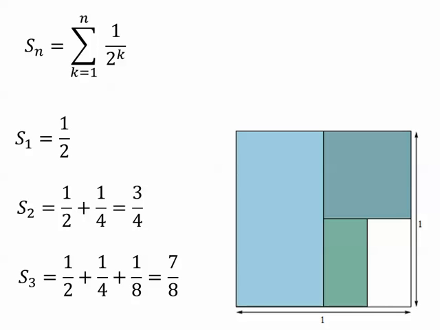I have a nice graph here. The graph is a box that is 1 by 1. Notice that we have colored in half, a fourth, and an eighth. Notice what's missing. What's missing is 1/8.